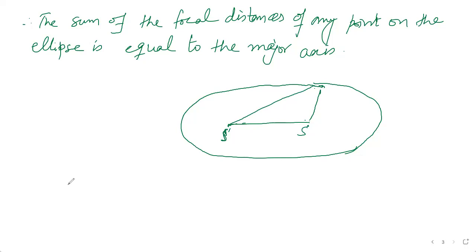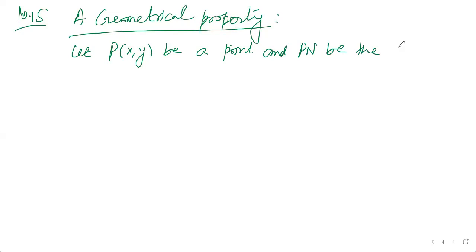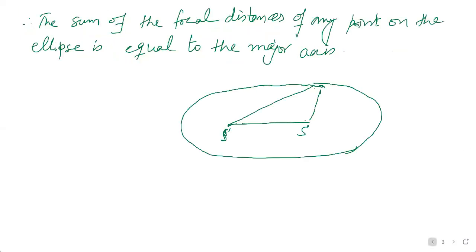Then one geometrical property is also there, a geometrical property. So if P be a point and Pn be the ordinate, you have an ellipse. Let Pxy be a point and Pn be the ordinate of P. Ordinate means this is your this.